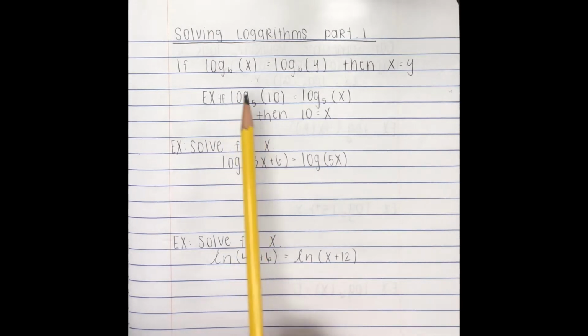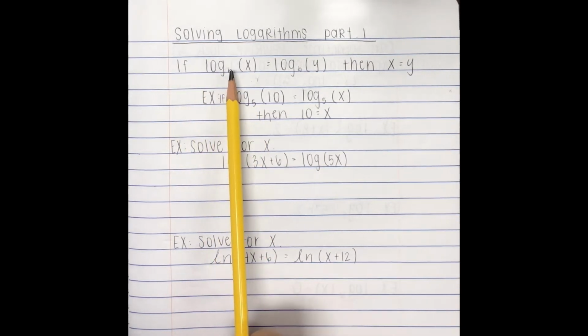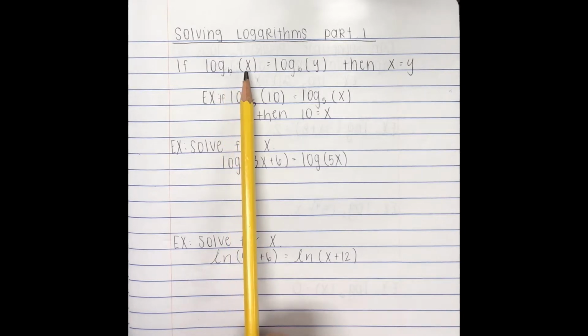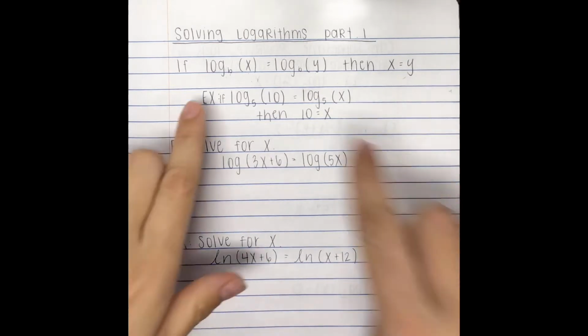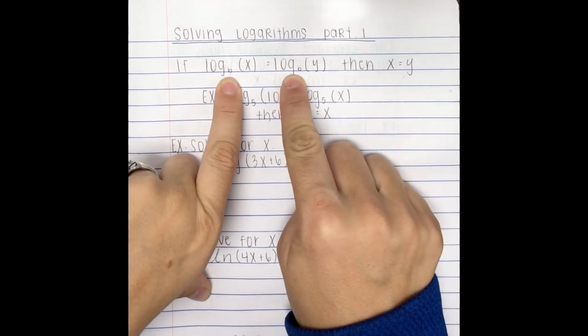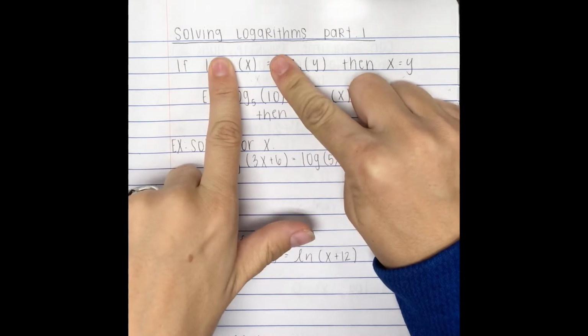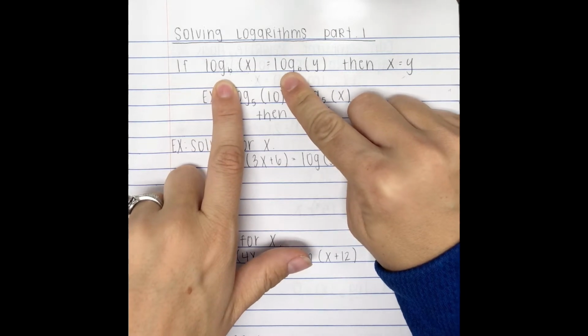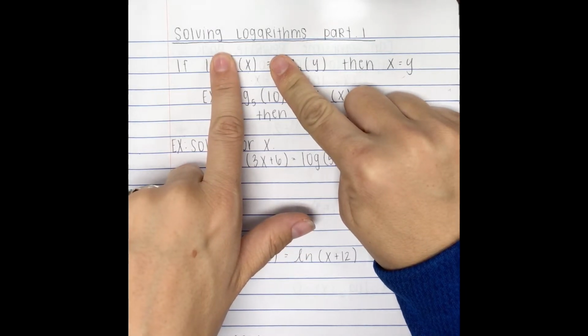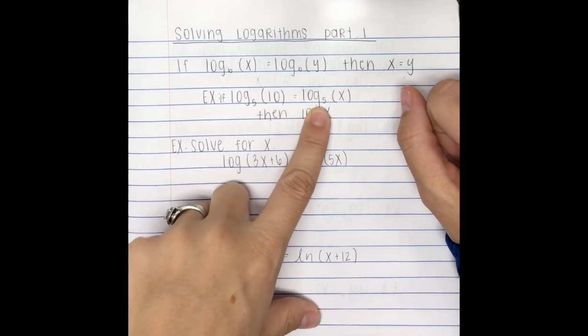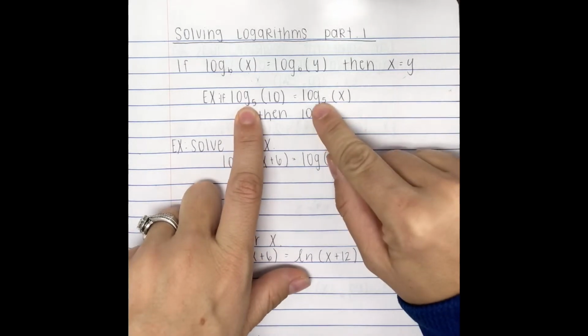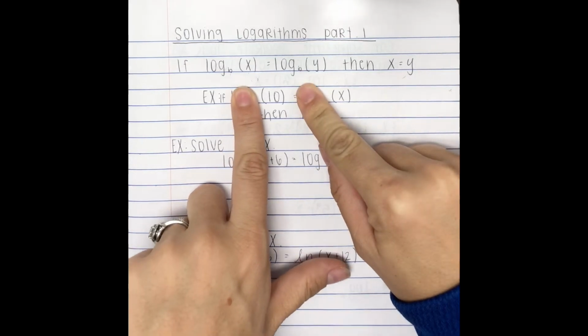So one way we can solve for x is if you have log base b of x equal to log base b of y, then x has to equal y. So if your logs and the bases are the same, then x has to equal y. Okay? Log and base are the same, then x equals y. So if I had log base 5 of 10 equal log base 5 of x, well, if my log base 5 is the same on both sides, then 10 equals x, or x equals 10.